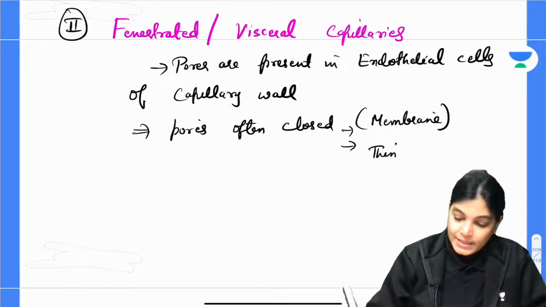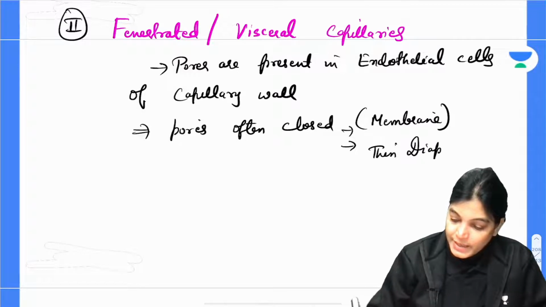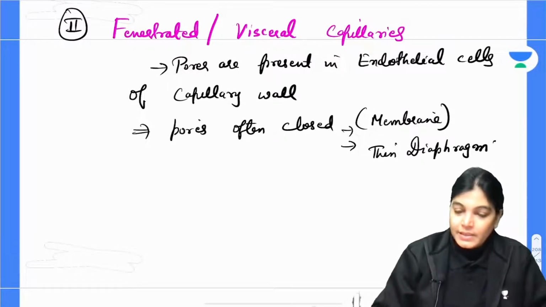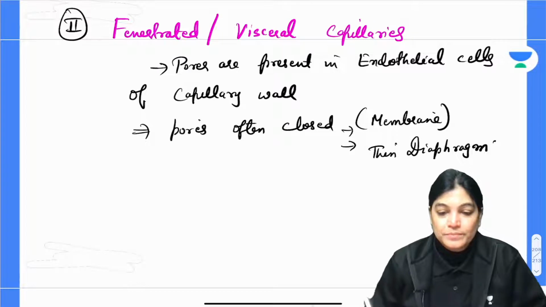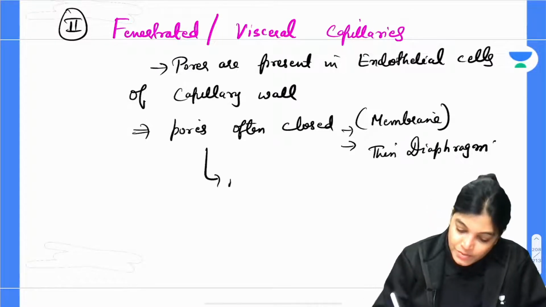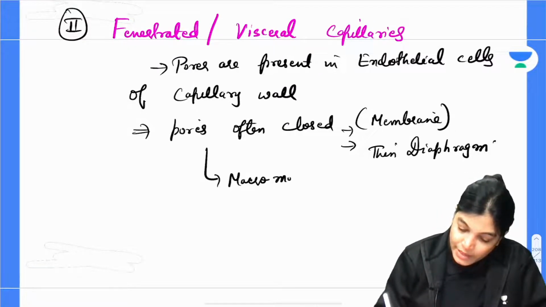Yes, absolutely right, Hassan. Thin diaphragms. Absolutely correct, Hassan. Thin diaphragm. Okay. So here what happens is that through this, sometimes macromolecules can also pass.